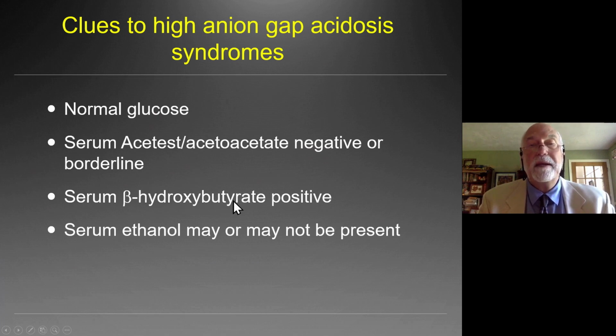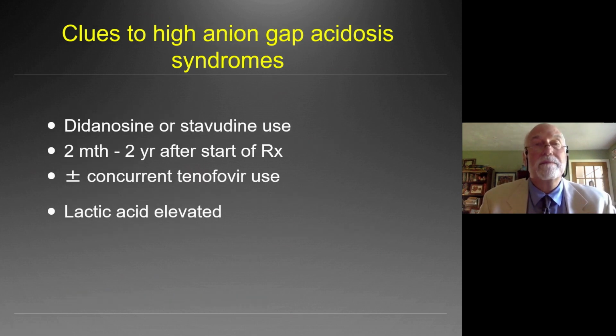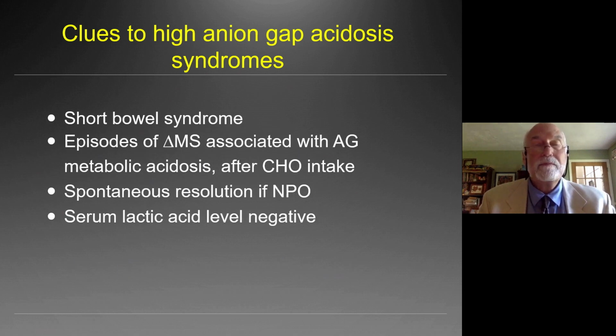If you have a normal glucose, but a serum acetate or acetoacetate that's negative or borderline, but a positive serum beta hydroxybutyrate with or without ethanol, you might think of alcoholic ketoacidosis. Certain drugs, such as didanosine or stavudine, often can be seen within a few months to a few years with an elevated lactic acid, and this would be a drug-induced or type B lactic acidosis due to mitochondrial poisoning, as opposed to the classic hypoxia-induced lactic acidosis.